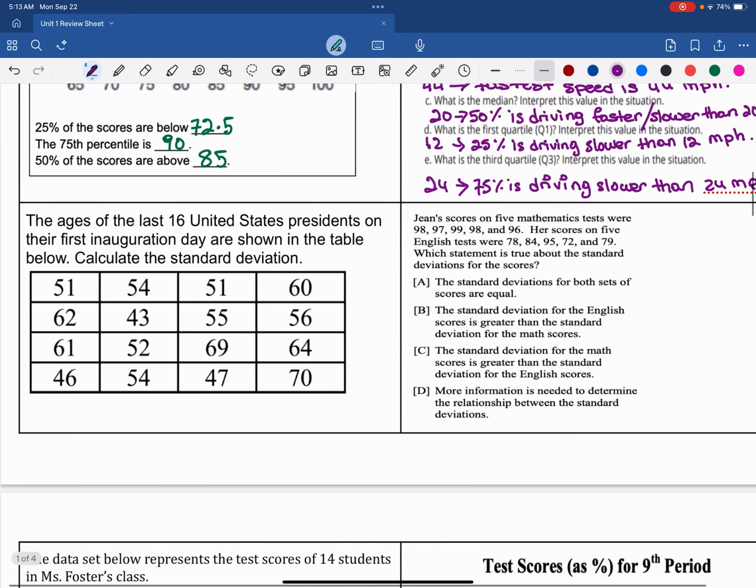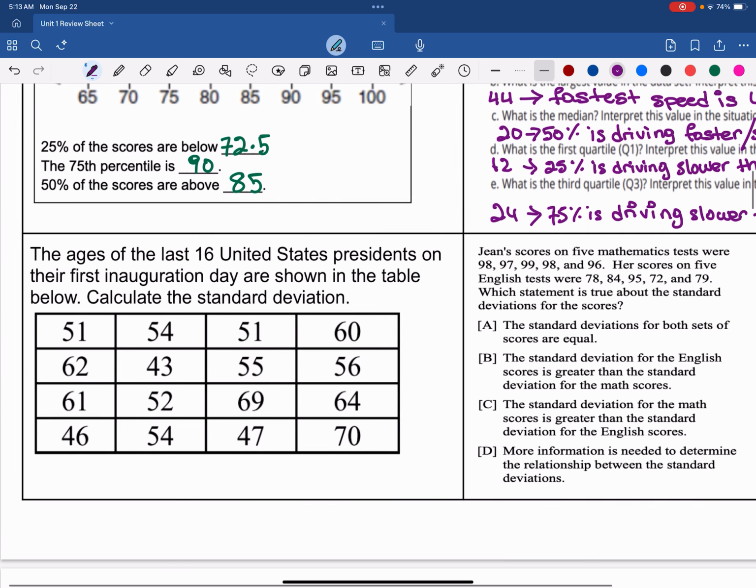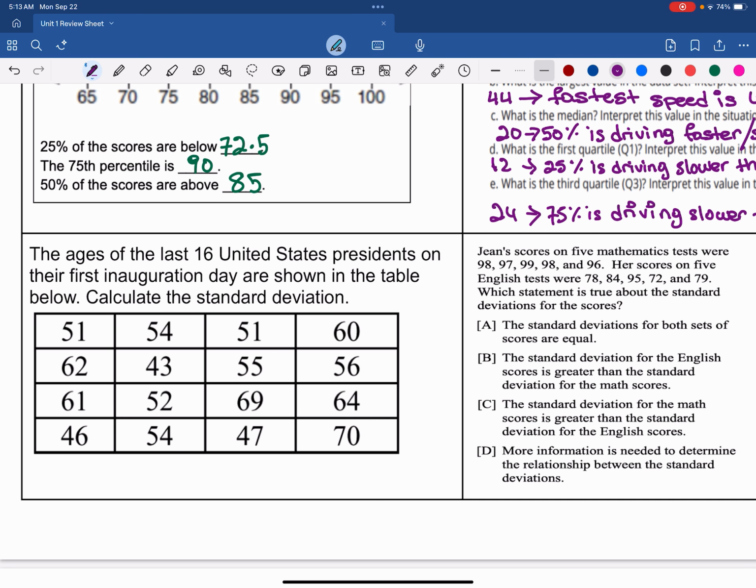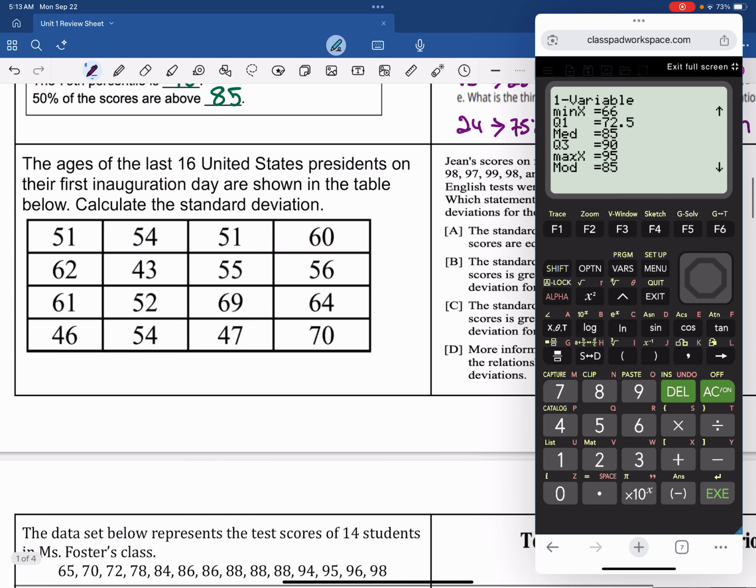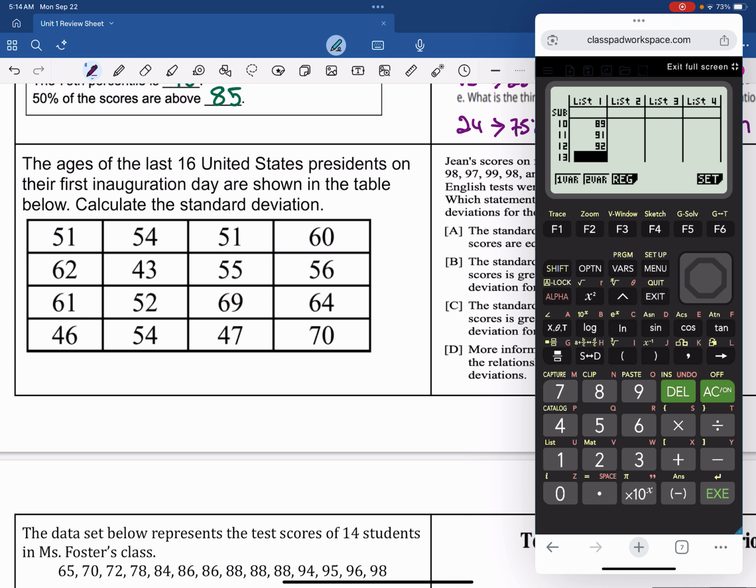Alright, next question. The ages of the last 16 United States presidents on their first inauguration day are shown in the table below. Calculate the standard deviation. So for standard deviation, you want to use your calculator, because it will help you get it the fastest way. So you're going to hit exit here. You're going to go back to menu stat, and then you're going to delete everything in your list. And then we want to enter our new data set.